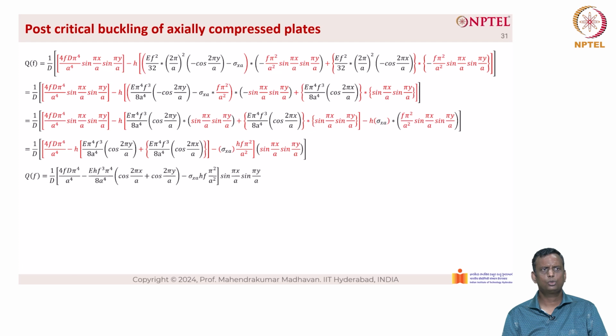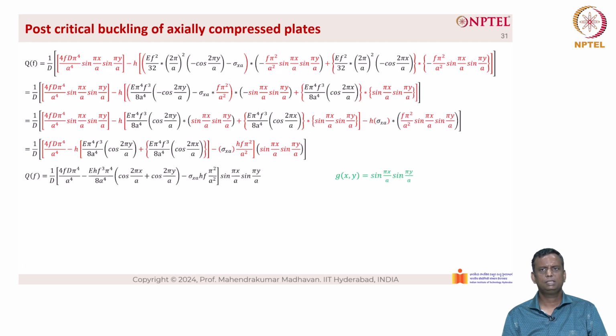And then when we do so, we have Q(f) equal to 1/D into 4f into D into π⁴/a⁴ minus Eh into f³ into π⁴/8a⁴ into cos(2πx/a) plus cos(2πy/a) minus σx̄ h into f into π²/a² into sin(πx/a) into sin(πy/a), which is basically the common term which we have taken out.